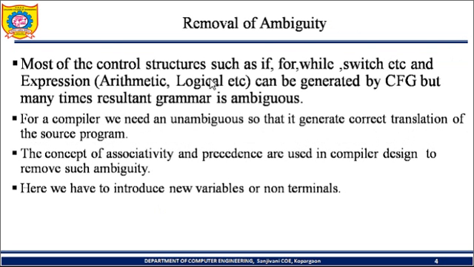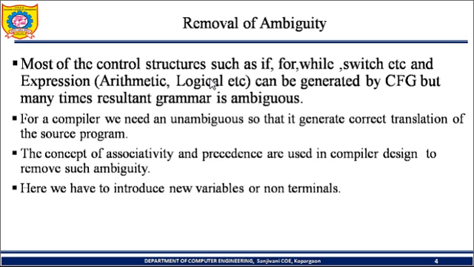Now, how to remove the ambiguity from the given grammar? Most of the control structures such as if, for, while, switch and expressions like arithmetic, logical and bitwise expressions can be generated by a context-free grammar, but many times the resultant grammar is ambiguous. Whenever we want to design a compiler, we need an unambiguous grammar so that it generates the correct translation of the source program.